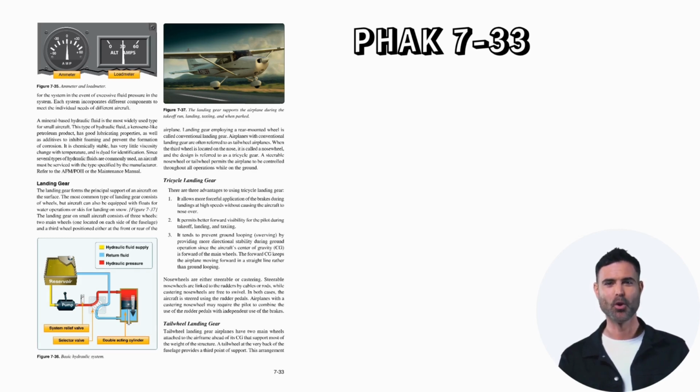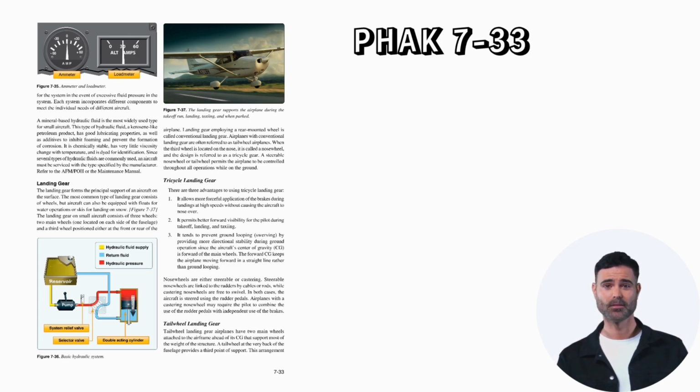Each system incorporates different components to meet the individual needs of different aircraft. A mineral-based hydraulic fluid is the most widely used type for small aircraft. This type of hydraulic fluid, a kerosene-like petroleum product, has good lubricating properties, as well as additives to inhibit foaming and prevent the formation of corrosion. It is chemically stable, has very little viscosity change with temperature, and is dyed for identification.